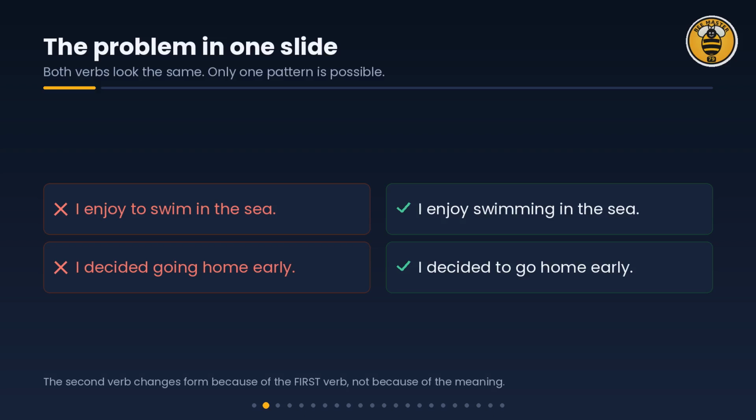Look at these two sentences. I enjoy to swim in the sea. That is wrong. The correct sentence is, I enjoy swimming in the sea. Now the other one. I decided going home early. Also wrong. It must be, I decided to go home early. Here is the key idea. The form of the second verb is decided by the first verb, not by the meaning. Enjoy demands ing. Decide demands to. So this is really a vocabulary question wearing a grammar costume.